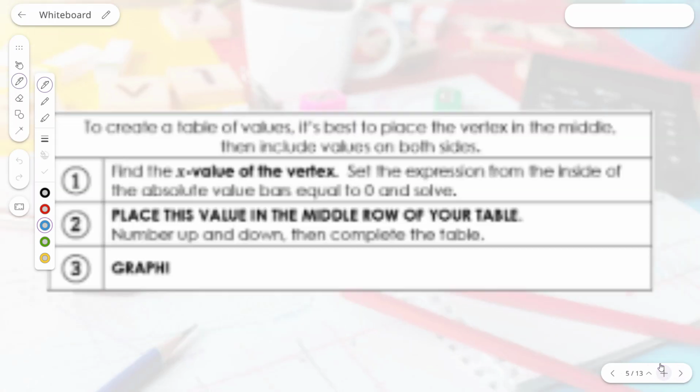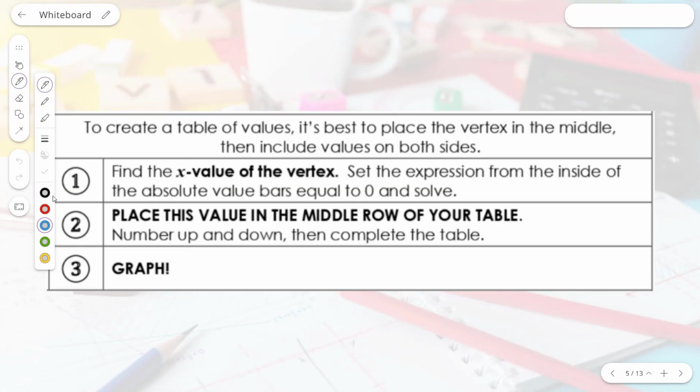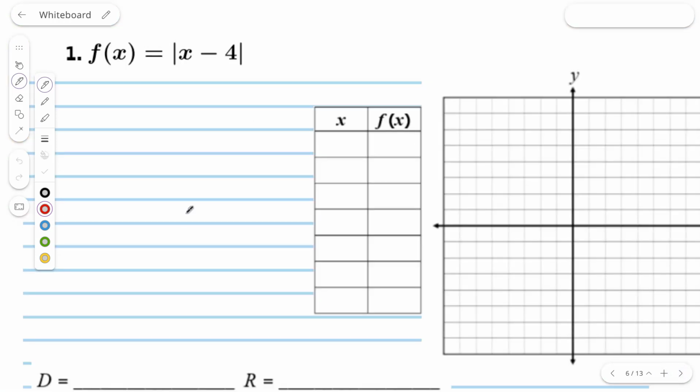So now we're going to do some graphing by the table. And so the big key point that you need to find each time you're working on these is the value of the vertex. That is the key point of what you are looking for. And so we're going to set that expression, what's inside the absolute value bars, equal to 0, and then solve. You place that at the center of your table, and you're going to complete the table and then use those ordered pairs to help graph.